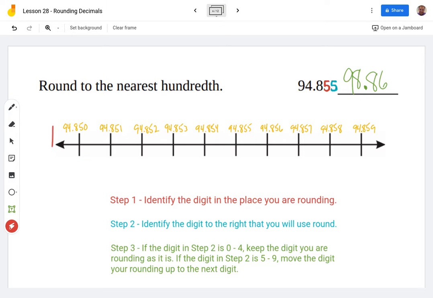Let's make a little more sense of this on our number line. Here's the number we're given, 94 and 855 thousandths. It is closer to the next number up than it is to the number that we begin with. And so we round up because it is closer.